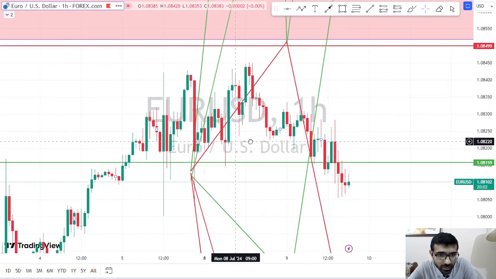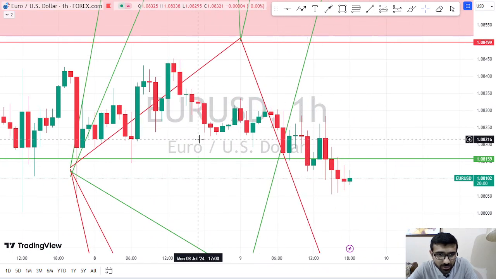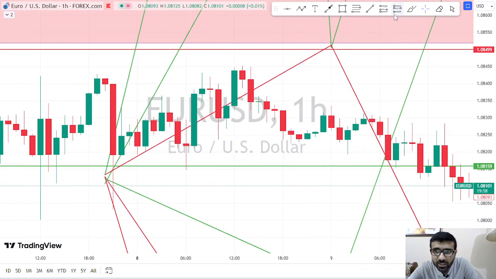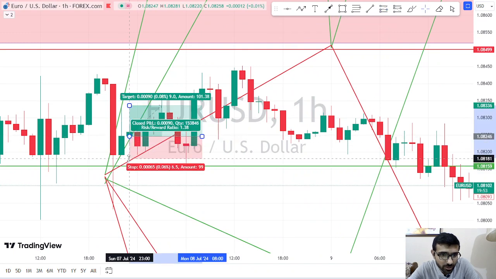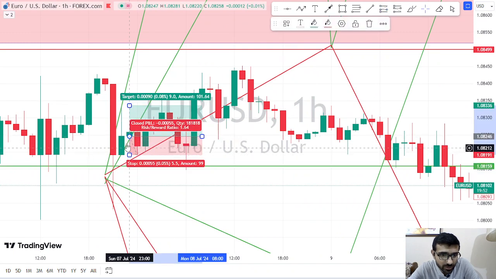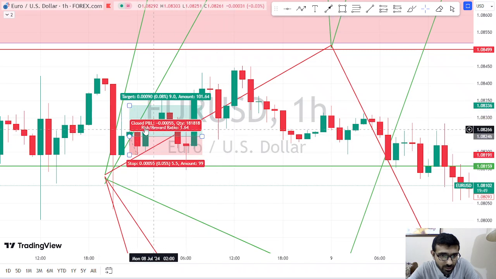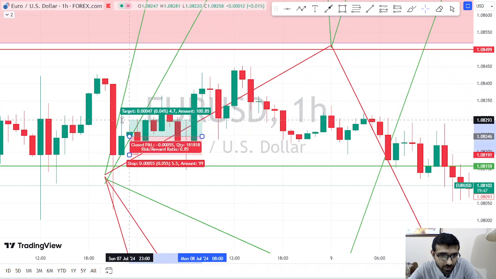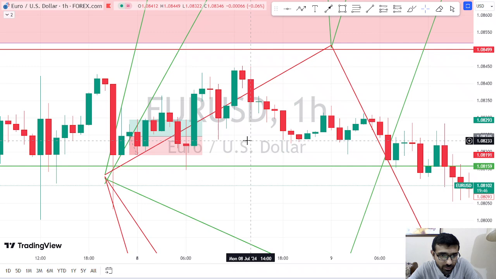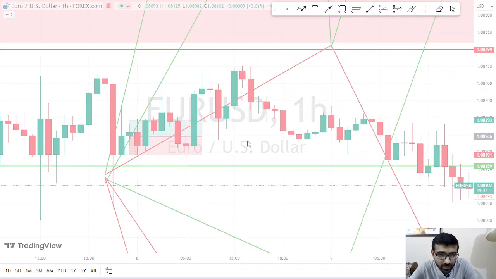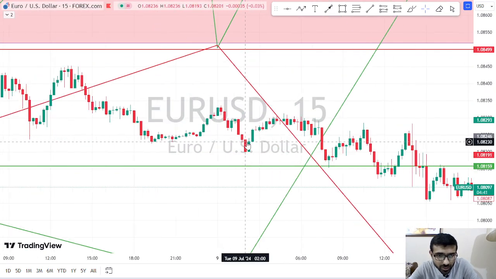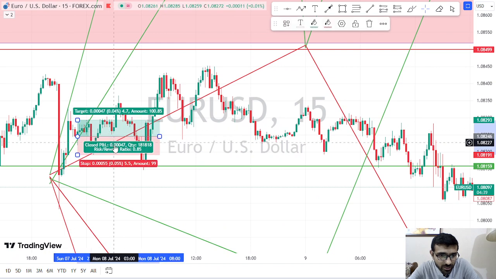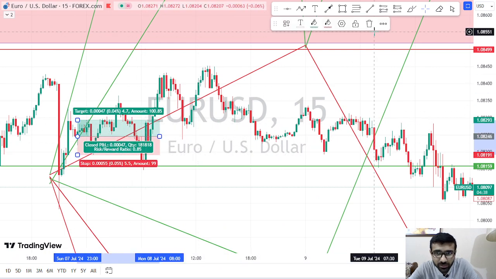Okay, so let me take the entries for you guys so you guys can easily understand. So this will be our first possible entry over here. Our stop loss will be just below this previous candle. Okay, and our take profit could be approximately over here at a 0.5% level. Let us go to the 15 minutes chart, and you guys can see that we hit the 0.85% level first.